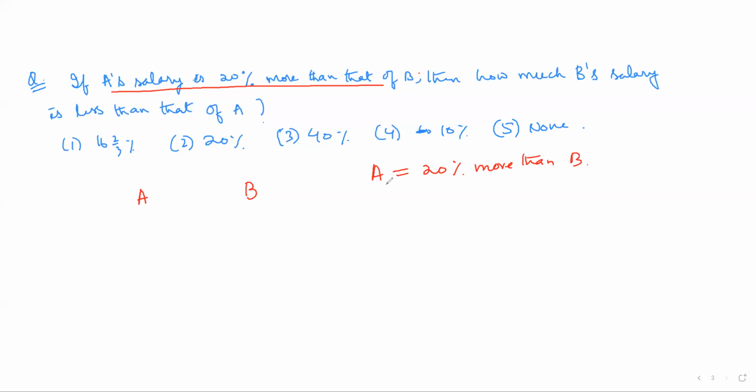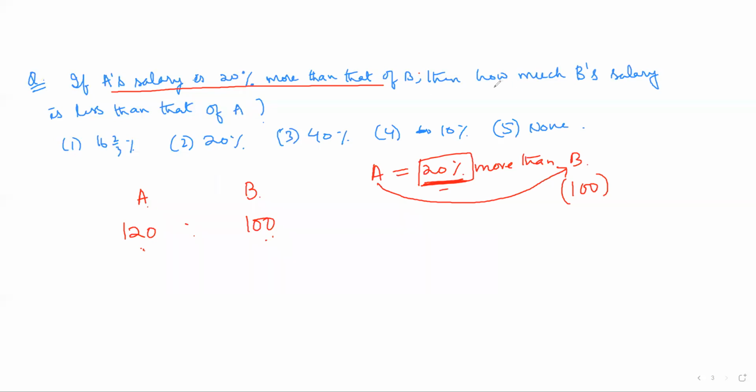A's salary is compared with respect to B, right? Now what I'm saying is that you take the salary of B as 100. B's salary is 100, and A's is how much more? 20%. So A's salary is going to be 120. When B earns 100 rupees, A will earn 120.